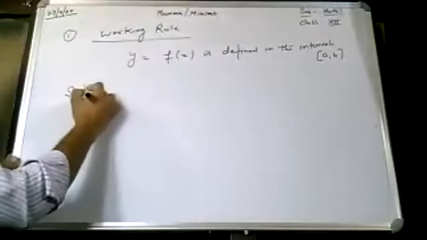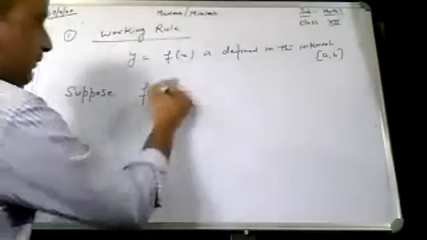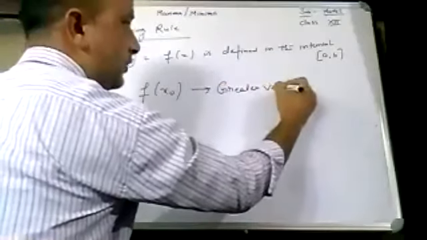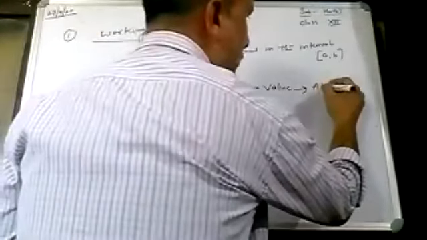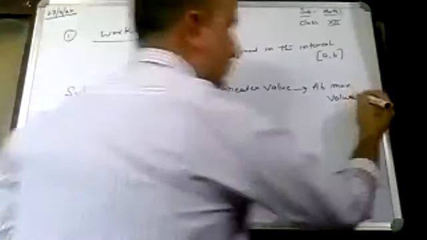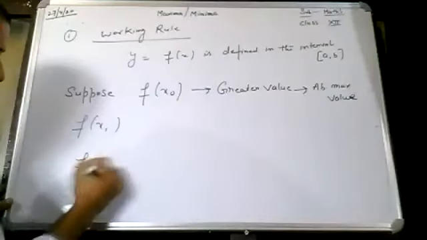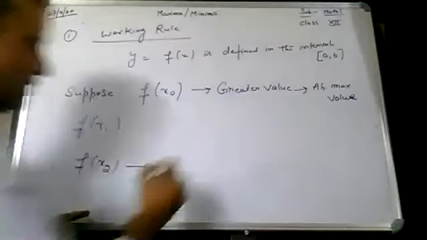Next point is, suppose at point x0 the value of f of x0 is greater. At point x0 it has the greater value. Then this is called the absolute maximum value at point x0. Clear? So suppose f of x1, then f of x2. Suppose at f of x2 you have the lowest value.